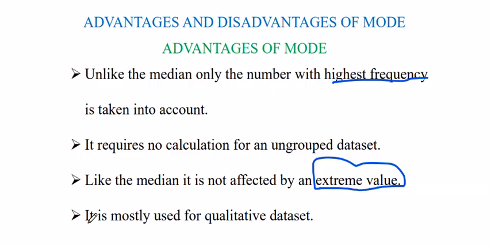Number four, it is mostly used for qualitative data, whereas the other measures of central tendency can be used to calculate quantitative data sets and the rest. Now that is it about the advantages of mode.